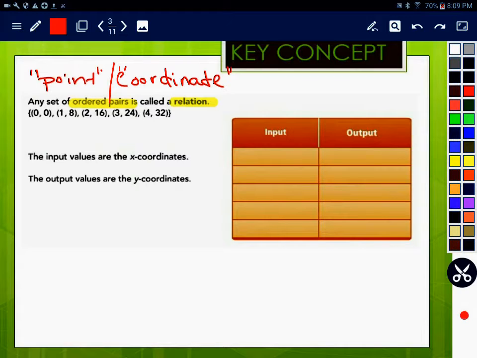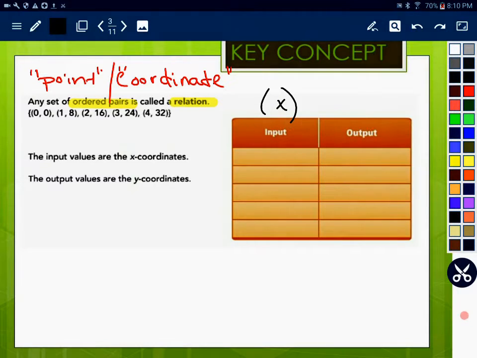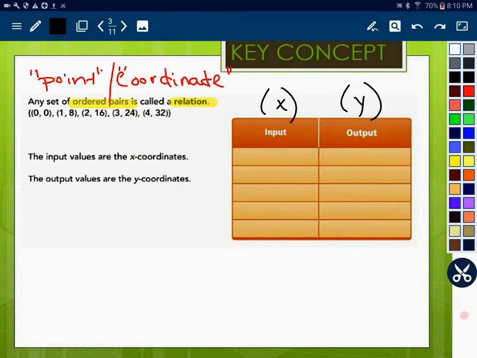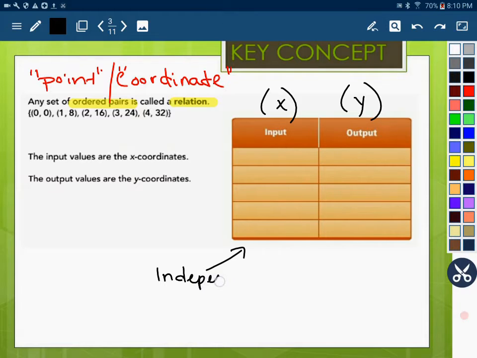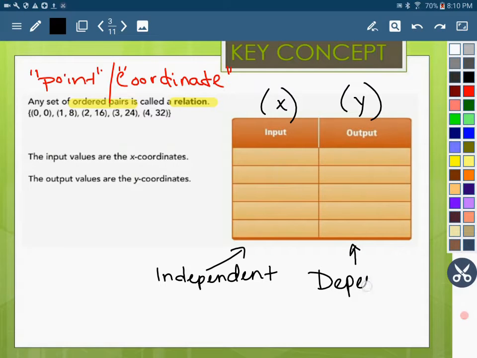And we can split this relation into a table according to its inputs and outputs. Well, let's make sure we all understand what an input and an output is. Input represents our x values. Outputs represent our y values. And again, just as a reminder, that means our inputs are independent variables, and outputs are our dependent.